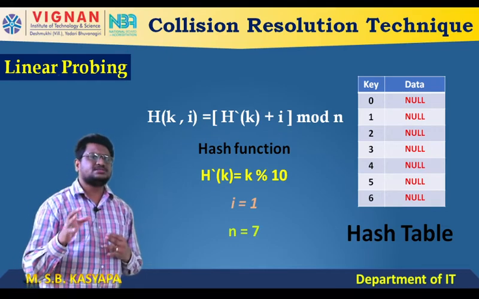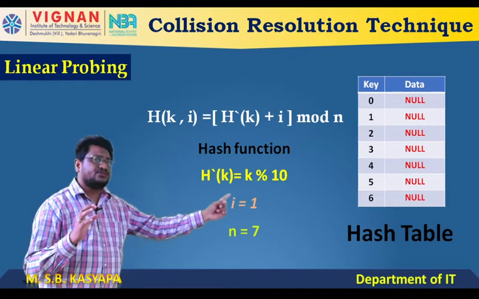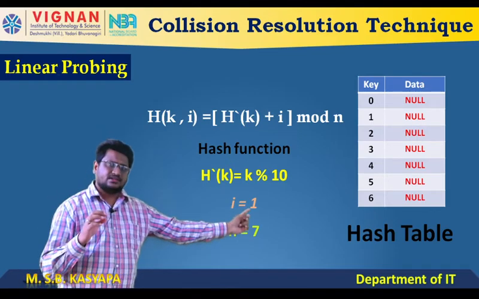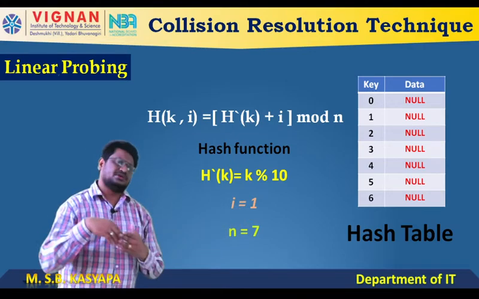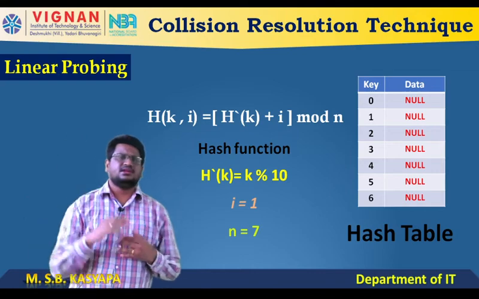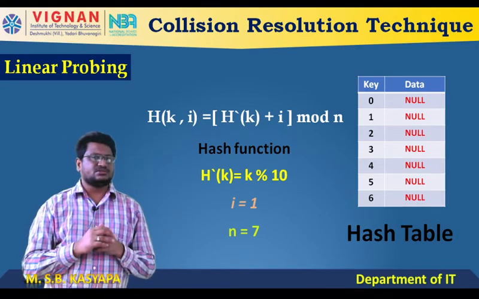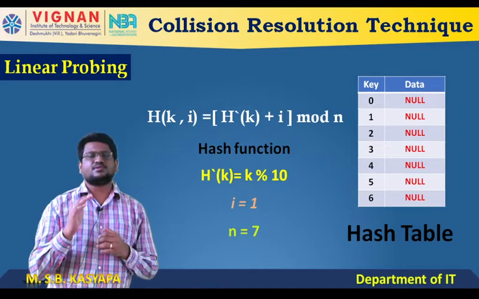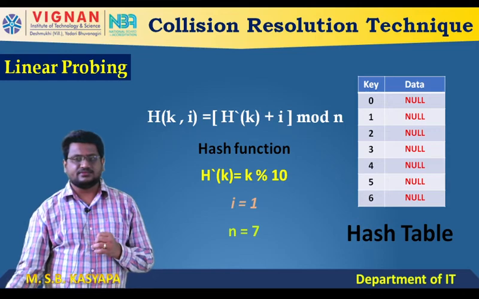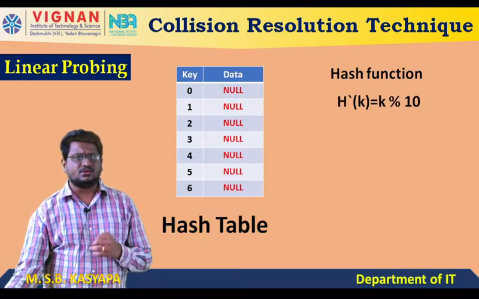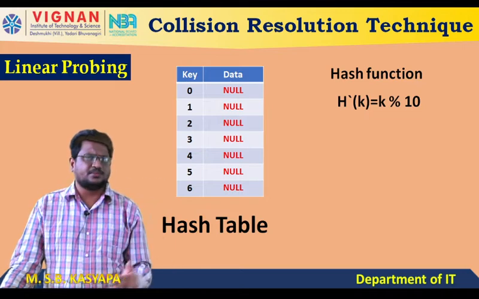But the best method is, at any time, if you take i as 1, it is the best process. Either you can use any value between 0 to 7, but the best process is to start from value 1. Now, I want to insert values, so let us go to the process.